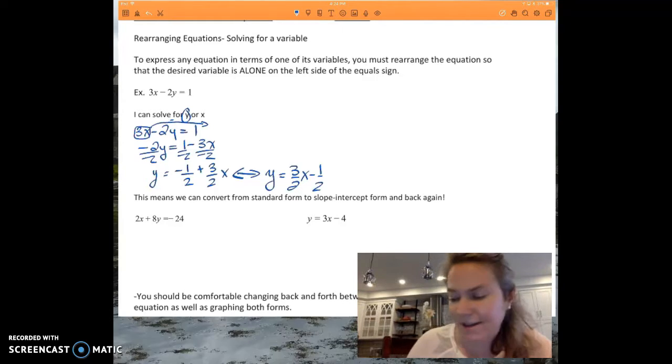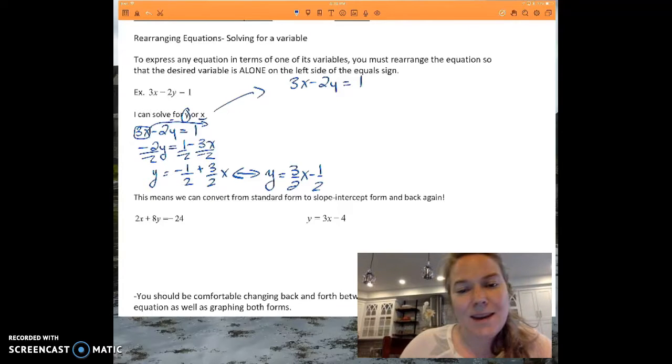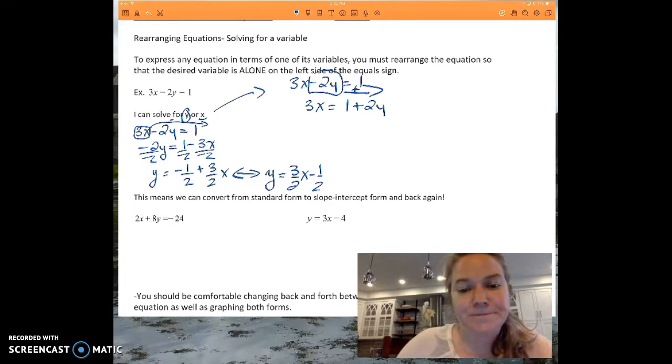Can I solve for x? Sure. I'm going to take that over here, and I'm going to have 3x minus 2y equals 1. And now I'm trying to get the x all by itself. So let's get rid of y. It needs to go to the other side. It's minus, it's going to become addition. So I'm going to have 3x equals 1 plus 2y.